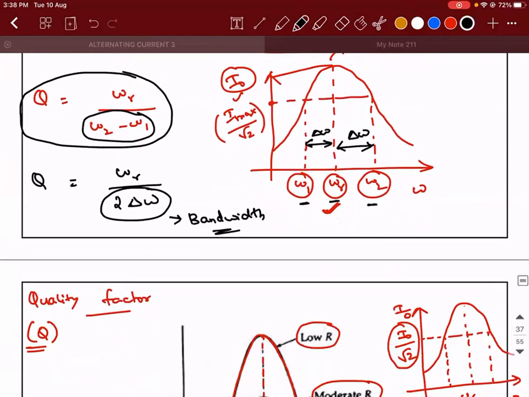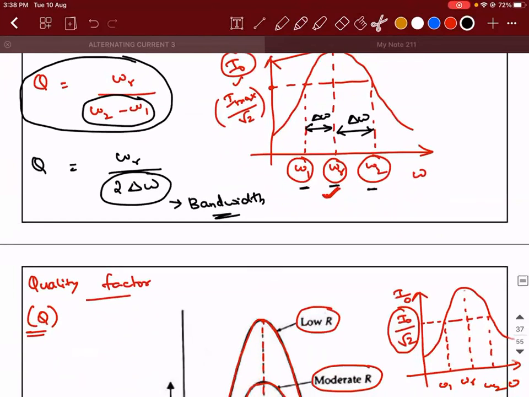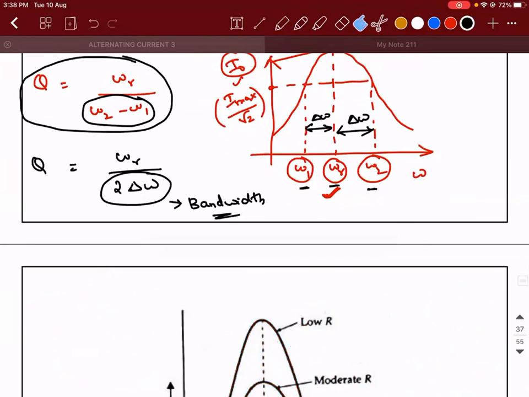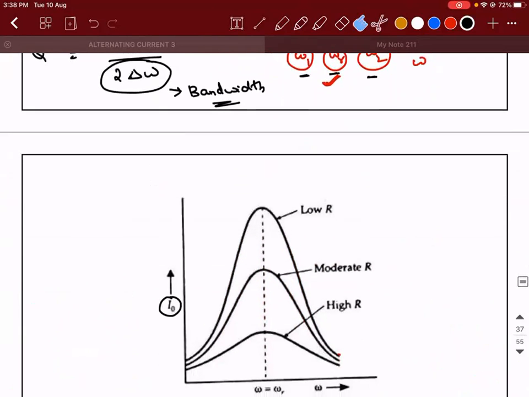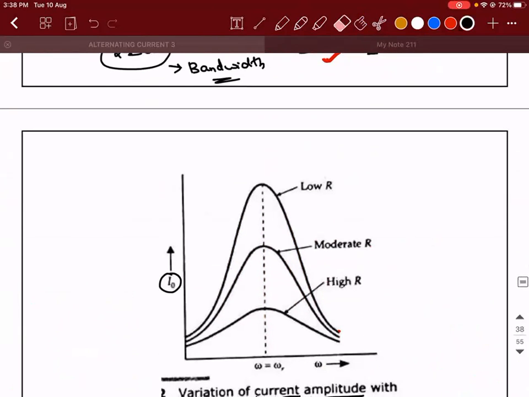Now listen. So this is all about the sharpness. So more is the value of quality factor, more will be the sharpness. That is the meaning of it. So sharpness means they are talking about the sharpness of this curve.